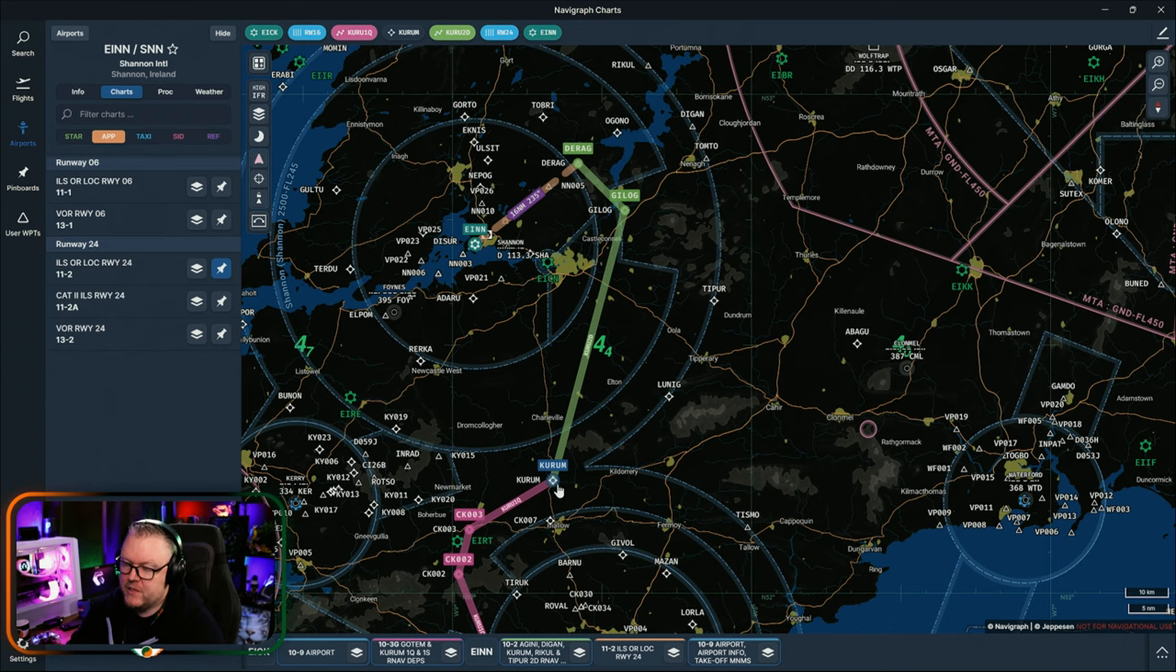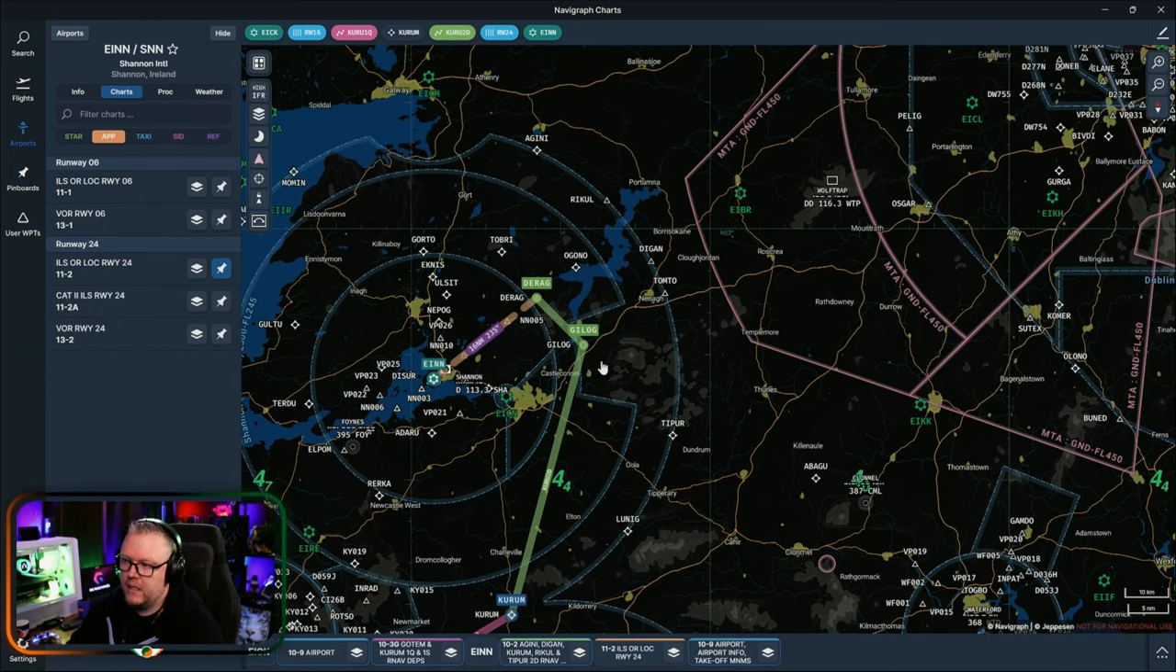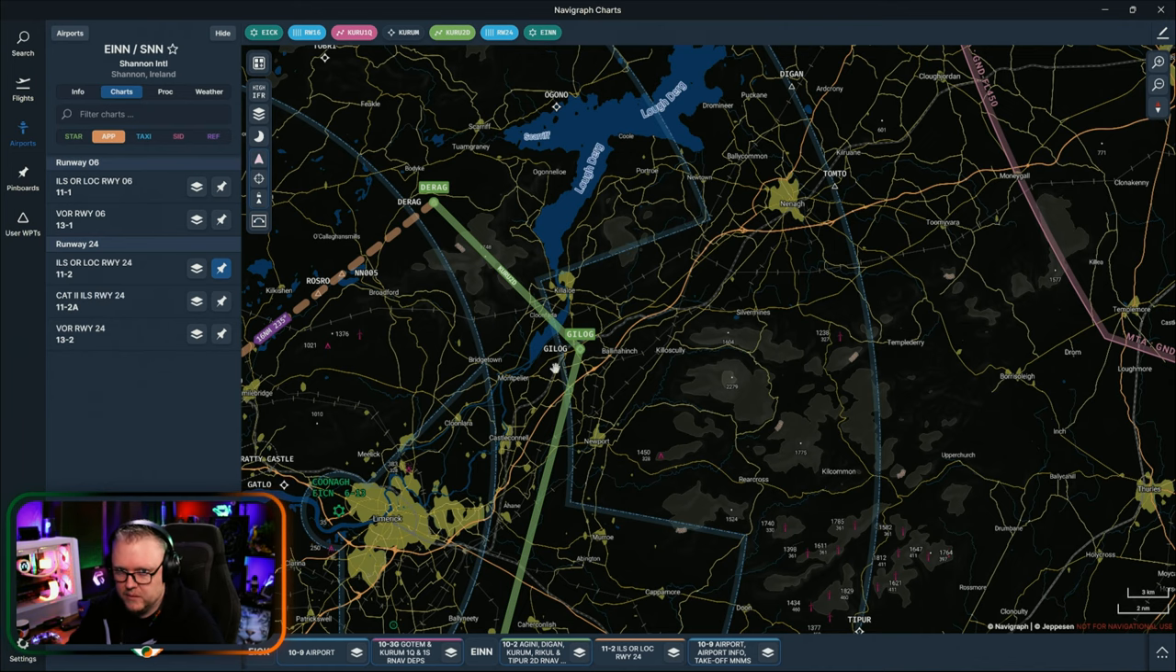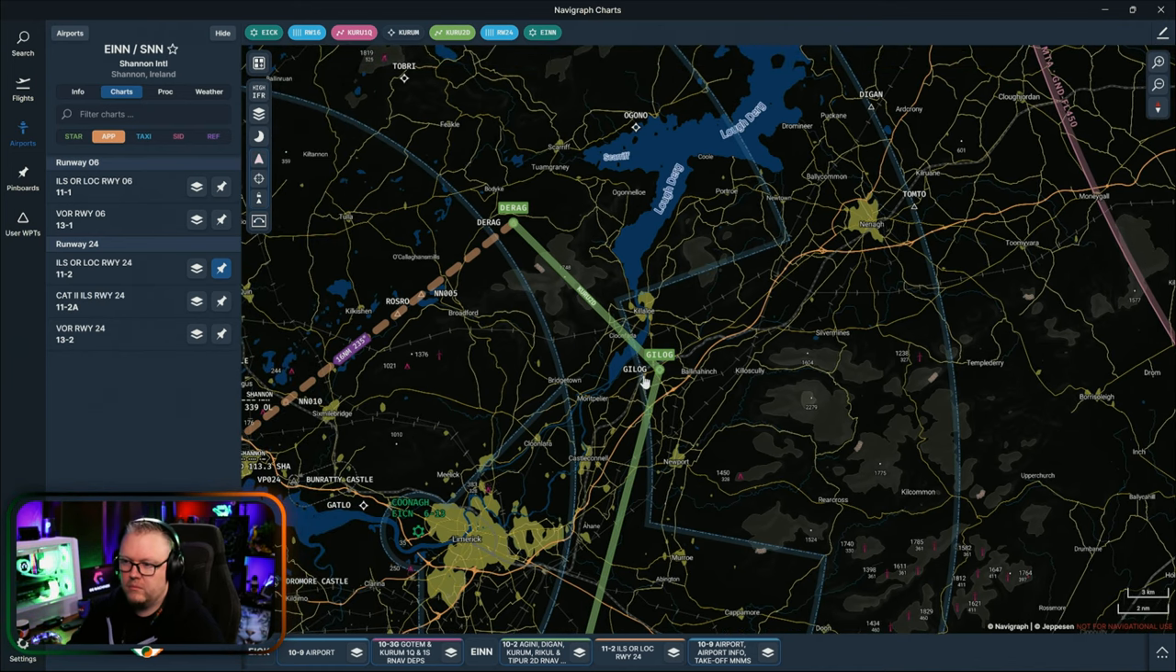As we're flying from Corum up to Gillog, this is part of the STAR, the Standard Terminal Arrival. At Gillog, I'll probably get you to call the tower from here. Just to say, you know, Shannon Tower, Firefly 123, overhead Gillog, 6,000 feet or 5,000 feet or whatever. I'll go through all of this.